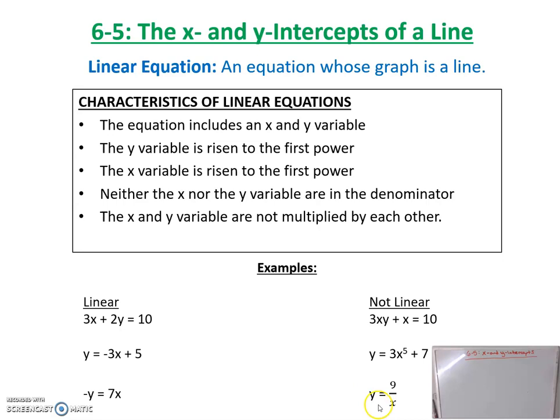And then my last one, y equals 9 divided by x. This is not linear because x is in the denominator. And if you look up here, we said neither the x nor the y variable are in the denominator. So therefore this would not be linear.